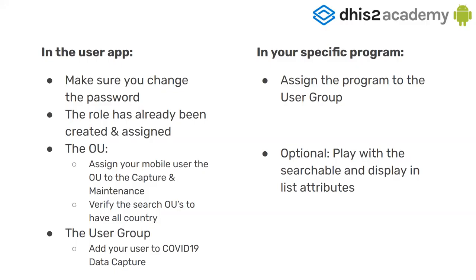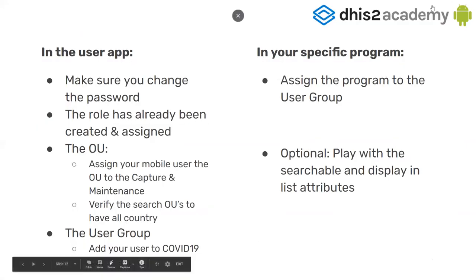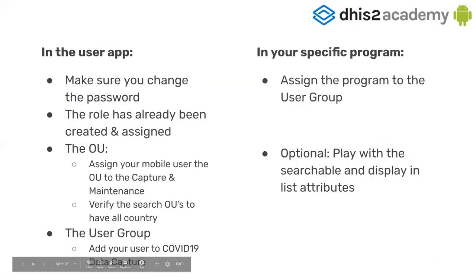And so far we have only got one reaction from Marta. So can you please all confirm? Okay, now I see some more. Perfect. So please go to the Slack channel Android Implementers Digital Academy. I have just posted a link. That link contains the users and passwords for you to access the server. I think you all know this. Eight people. Good. Please keep logging in. Sorry, Alice. The link is also available in the chat on Zoom.